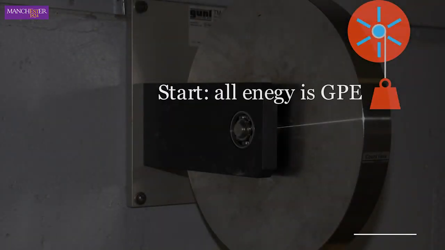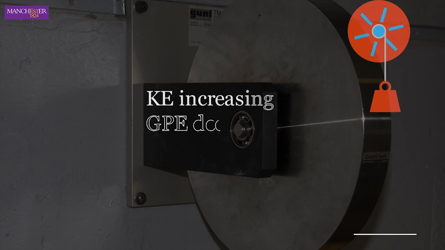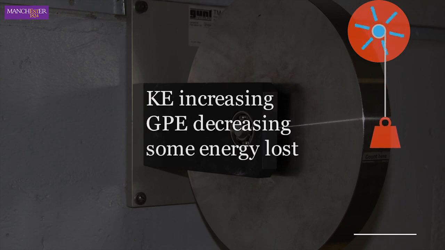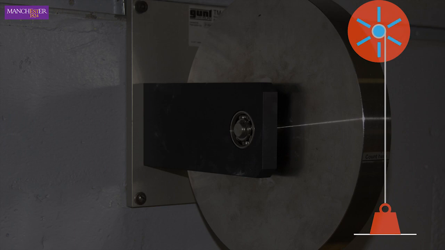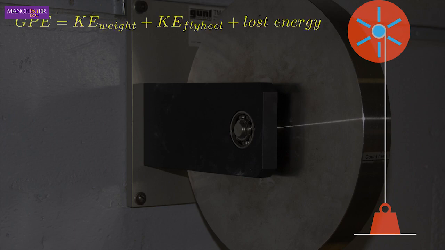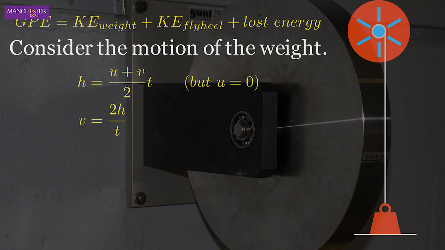Initially, all the energy in the system is going to be gravitational potential energy, mgh. As the test progresses, this will be converted to kinetic energy of the wheel and the weight, and some energy will be lost. Let's show that we can ignore the kinetic energy of the falling weight. Start with the energy balance, that is, the original gravitational potential energy is converted to kinetic energy of the weight, plus kinetic energy of the flywheel, and some losses.